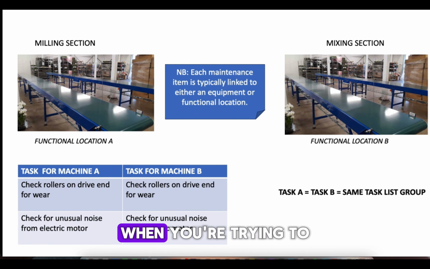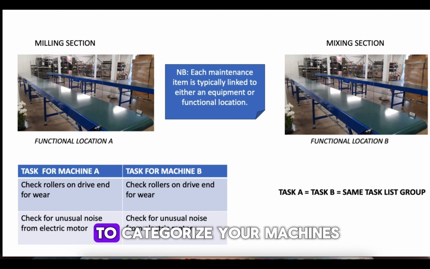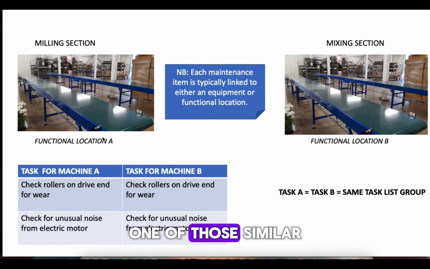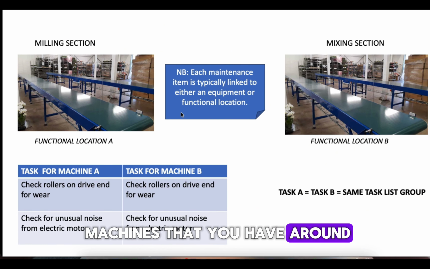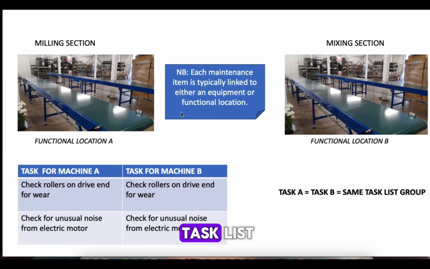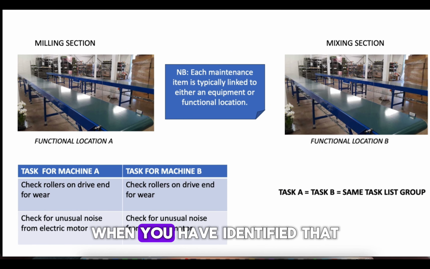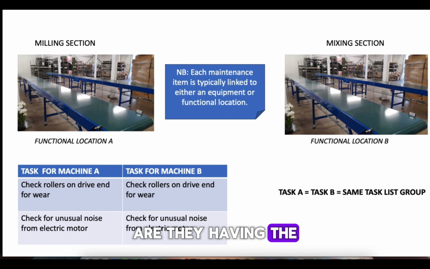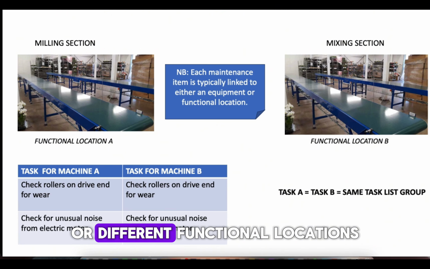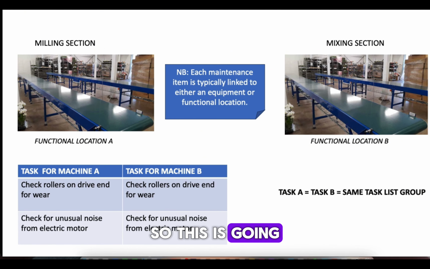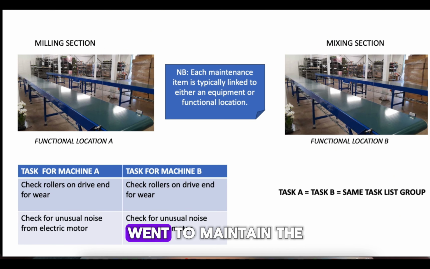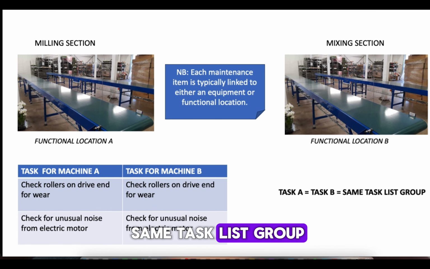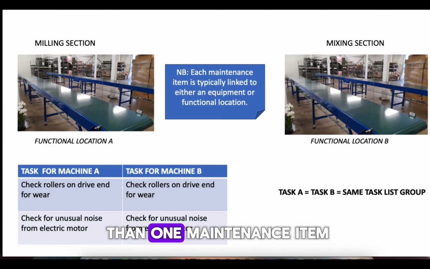So next time when you're trying to create your maintenance plans for your machines, you could first try to categorize your machines. What are those similar machines that you have around that have the same task list? When you have identified that, you then look at their functional locations. Are they having the same functional locations or different functional locations? This is going to help you to know when to maintain the same task list group and then create more than one maintenance item on the same task list.